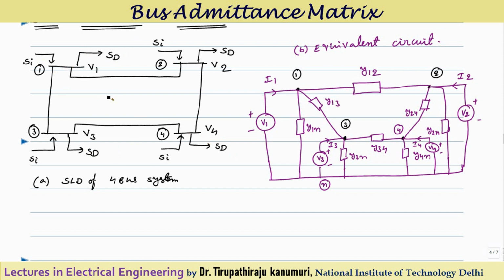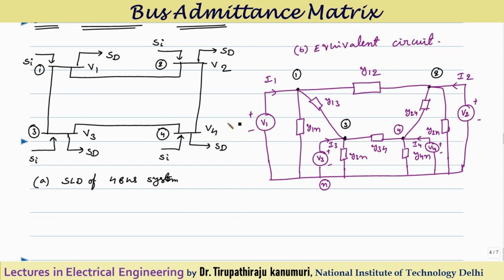To form the Y bus, first we have to construct the equivalent circuit so that we can apply nodal analysis easily. Whichever buses are there, I am taking each one as one node: bus number 1 as the first node, bus number 2 as the second node, then the third node and the fourth node. The voltage at each bus is applied between the bus and the reference, the ground. So I am taking the ground, or the neutral point N, as my reference. The voltage V1 is applied between node 1 and the ground.